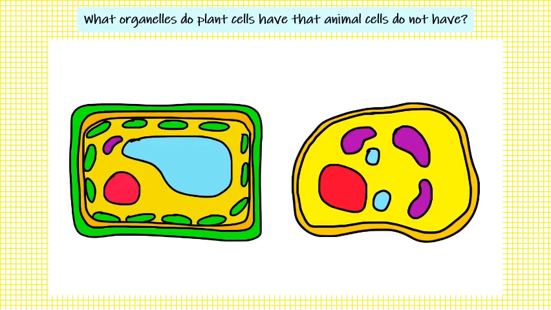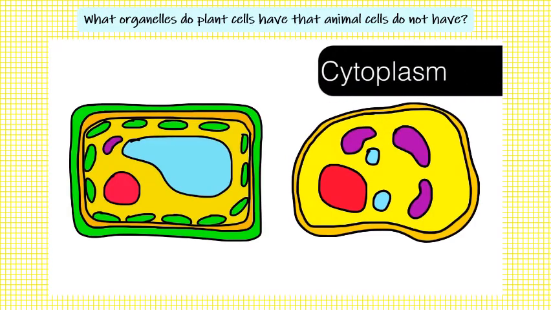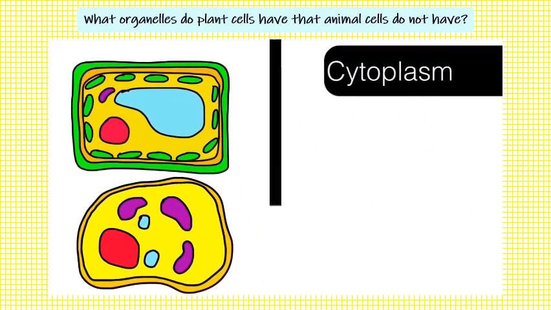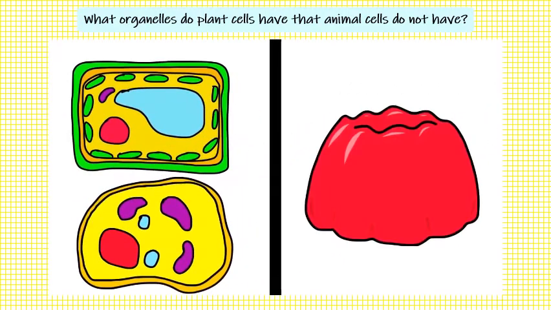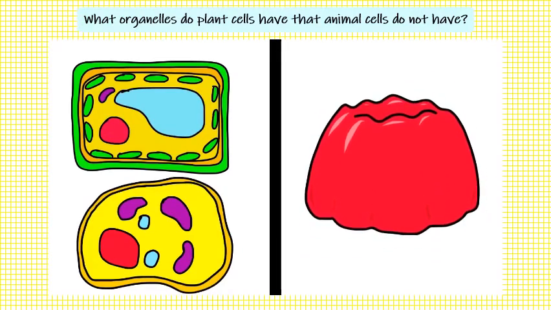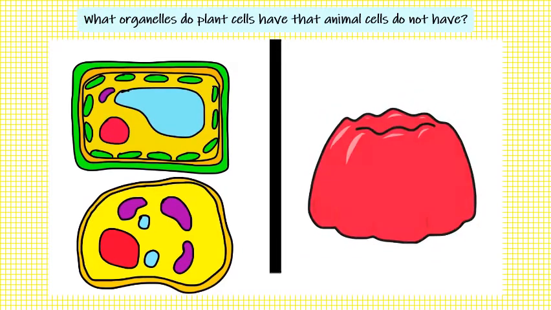All organelles are suspended inside of a gel-like substance called cytoplasm. Just like a gelatin dessert with fruit inside, a cell has cytoplasm with organelles inside.